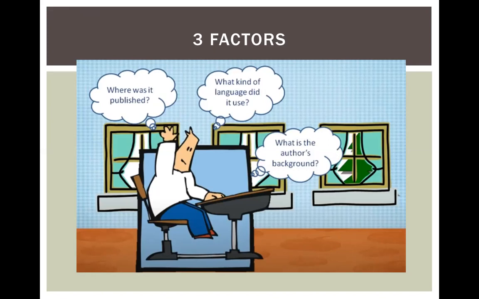What kind of language did it use? Technical language is used in medical journals or journals for subject experts, or when a professor is writing something to inform other subject experts. And then you have to consider the author's background, who the author is. Are they a writer? A reporter? A doctor? Based on that, you will be able to identify your audience. Got it? Yeah. Okay, great.